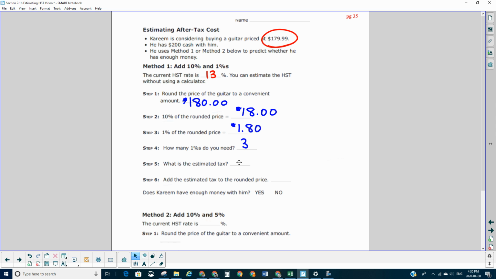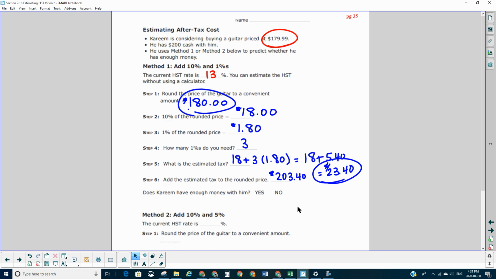So the estimated tax then is going to be your $18 from this, and then you need three of these. So you're going to go three times $1.80 and add those together. Again, this makes it a little bit harder to do in our head, but three $1.80s is $5.40. Plus the 10%, which is 18, gets us $23.40 in tax. So we add that estimated tax to the rounded price. We've got our $23.40 as our estimated tax. Our estimated price is $180. Add those up and you get $203.40. So Kareem, who only has $200 in cash, isn't going to have enough money.